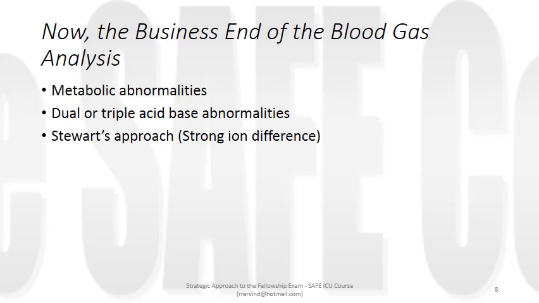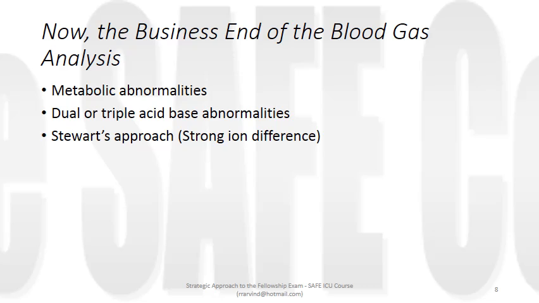Now is the time to deal with the business end of the blood gas analysis. So these are the most important things. We'll deal with some of the metabolic abnormalities, and that means anion gap, delta-delta ratio, and other things. Then there are a number of patients who come with complicated acid-base problems. They have not one simple acid-base abnormality, but a combination of several, so some acute on chronic or even acute on acute and so on.